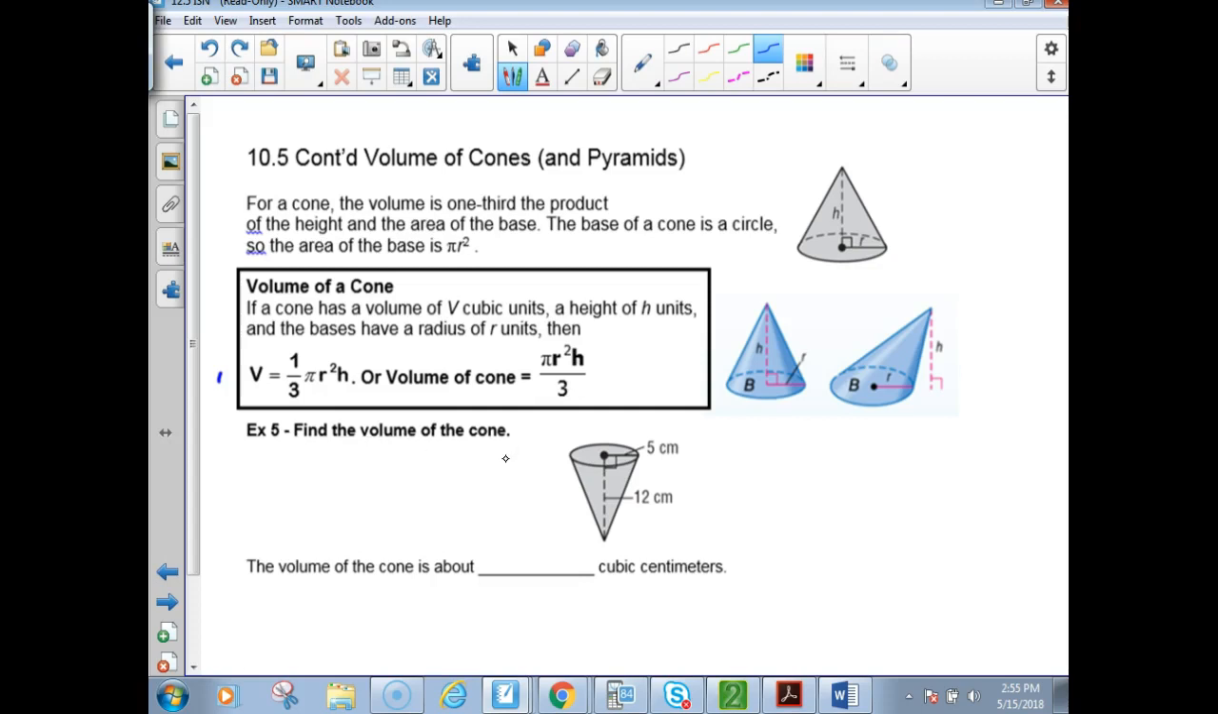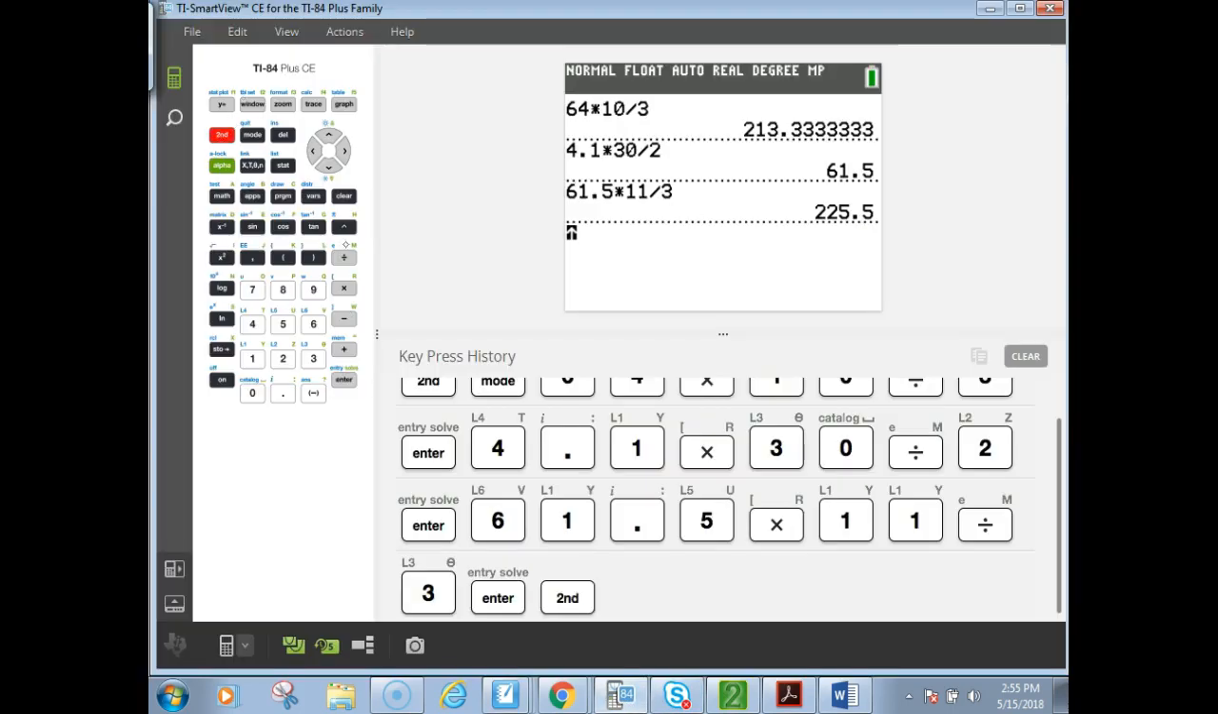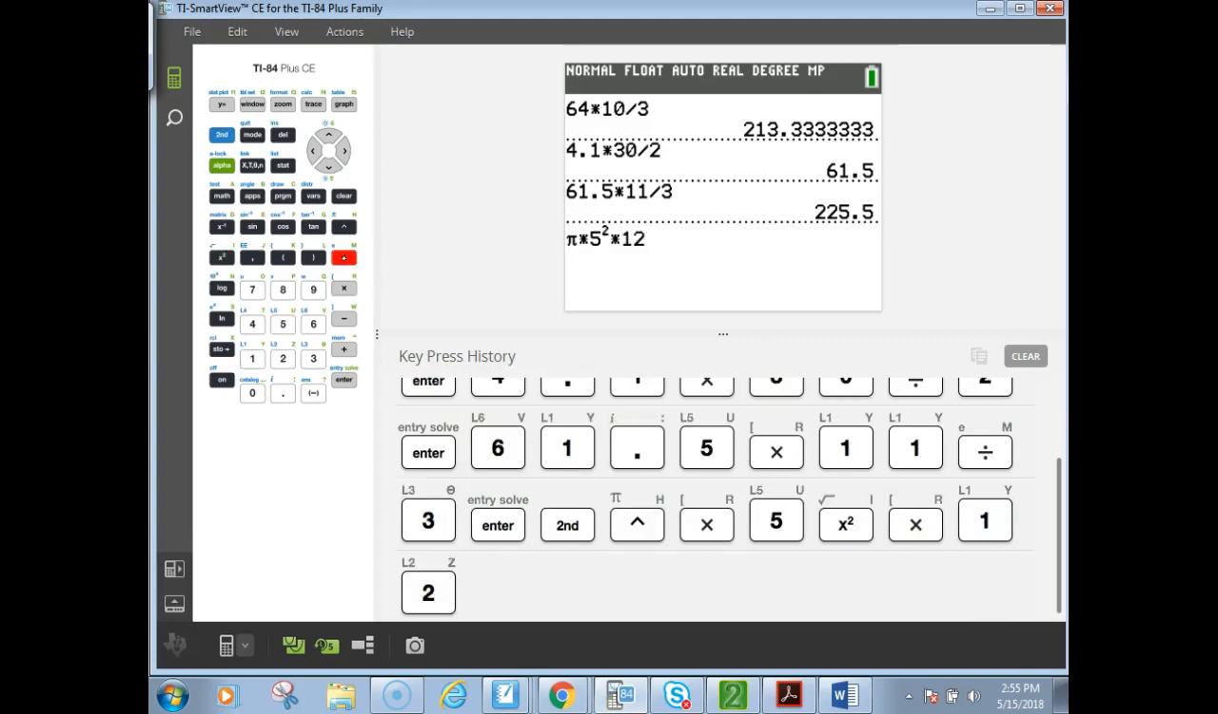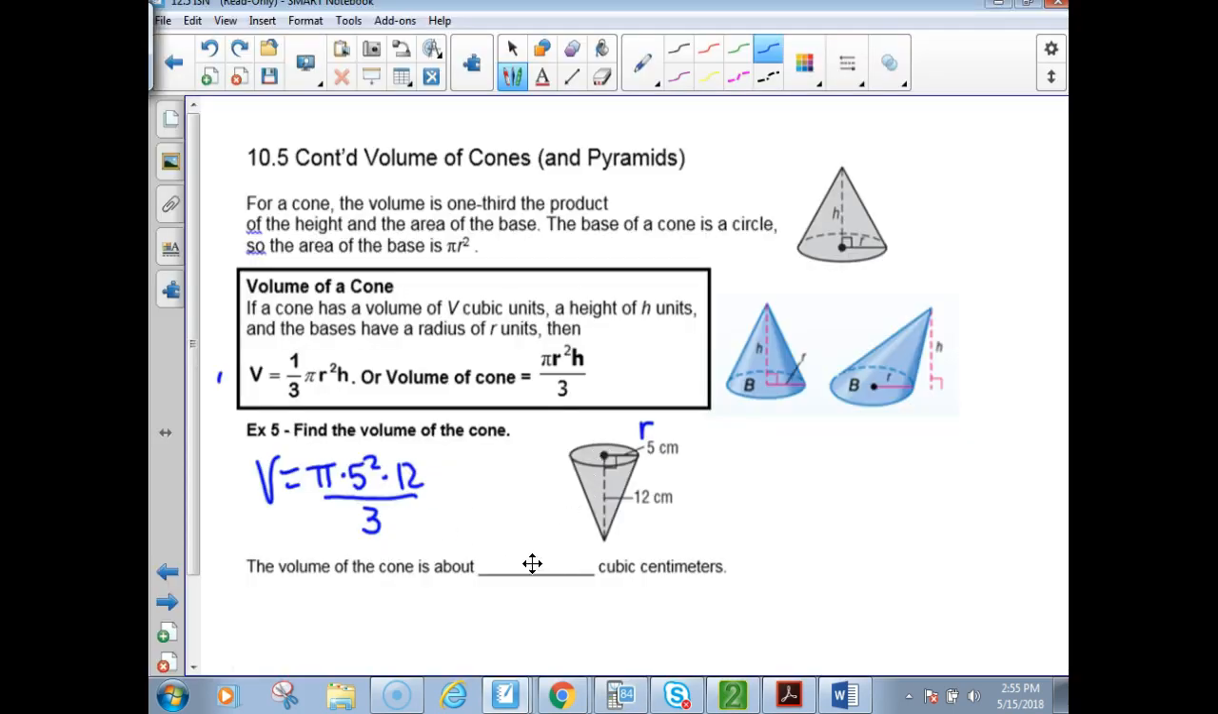Find the volume of this cone. Volume is going to be pi. The radius here is 5, so we do 5 squared, times the height, which is 12, and then we divide by 3. So pi times 5 squared times 12 divided by 3. Type it all at once. Got 314.2. Did I put the right numbers in? Yes. 314.2 cubic centimeters.